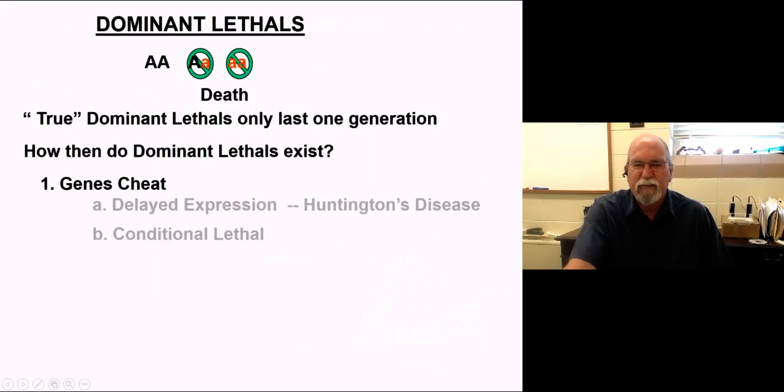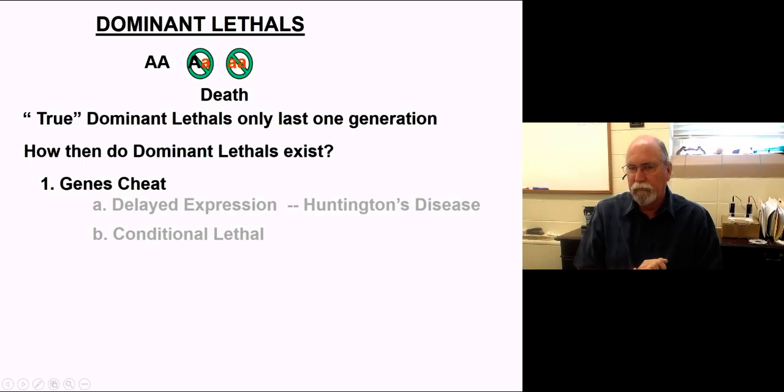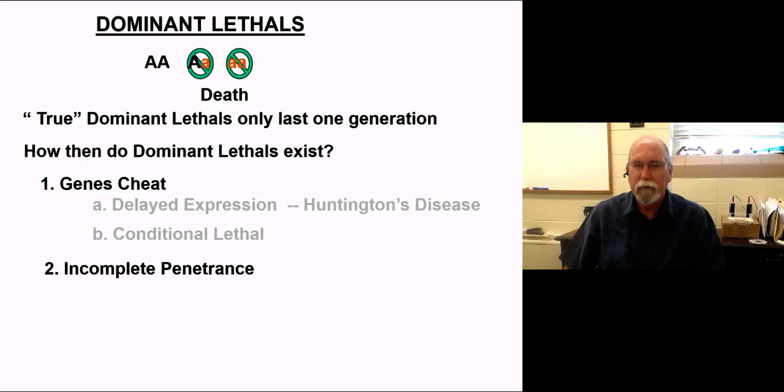Okay? Just an example that it's not all bad. All right, we've figured out how to use some dominant lethals. So genes cheat, is some silly way to say that. Delayed expression and conditionals are just a couple of examples. And what else can they do?